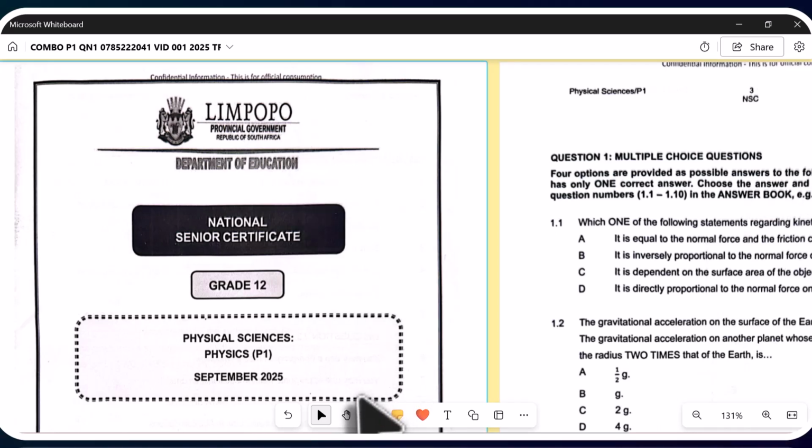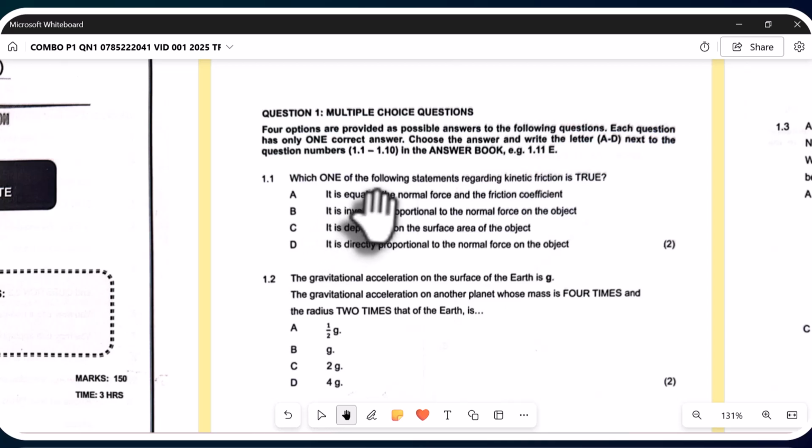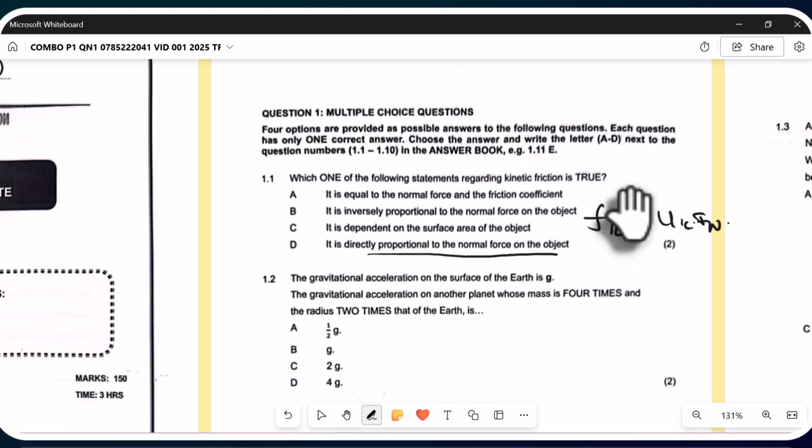The gravitational acceleration on the surface of the Earth is g. What is the gravitational acceleration on another planet whose mass is 4 times and radius 2 times that of the Earth? I think we saw this already in the one from the free state. Okay, so our g is given by G times the mass of the Earth divided by the radius of the Earth squared. But now our new planet has a mass of 4 times m, the mass of the Earth, divided by 2 times the radius of the Earth, but don't forget to square here.